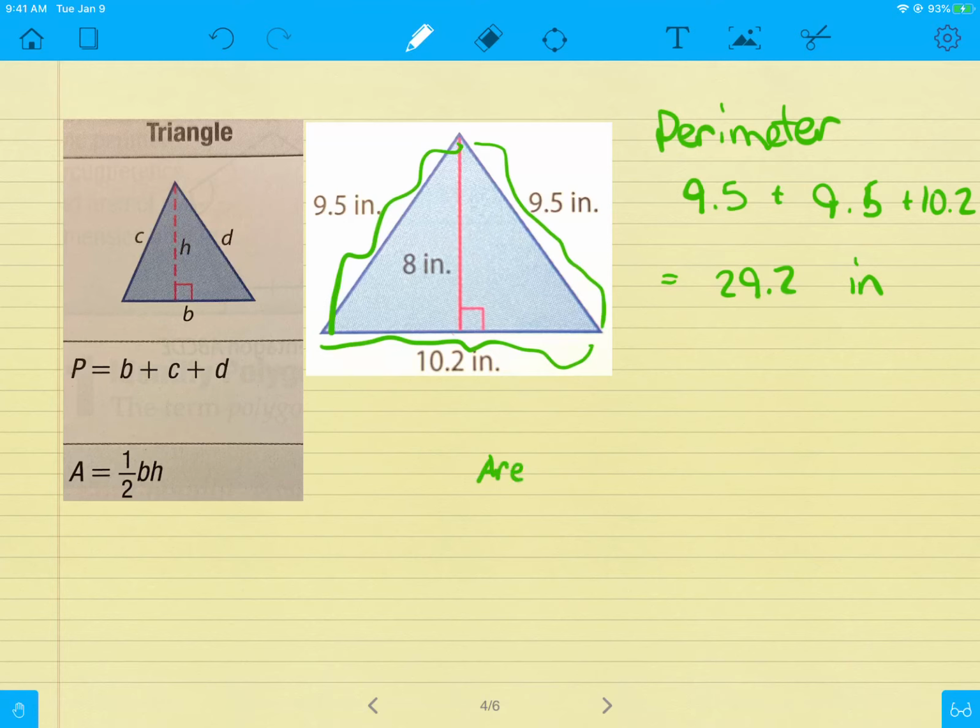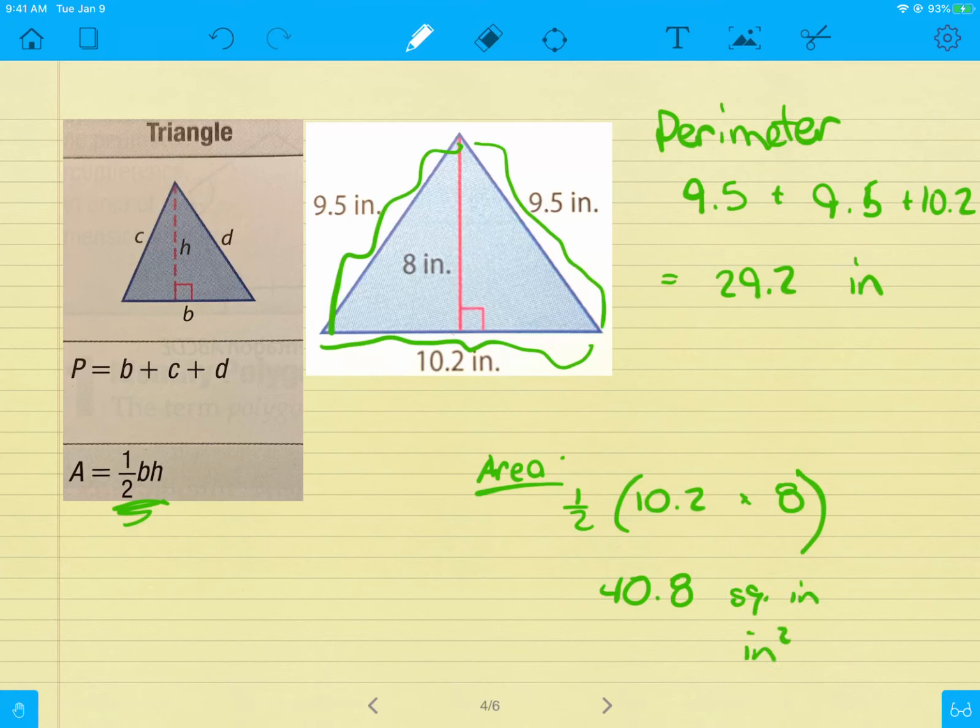Now if we do area, you take base times height. So in my case, I'm taking 10.2 times 8. That's the height of this object. That's where the height comes in, that little red line going down through the middle. Then whatever the answer is, you cut it in half or divide it by 2, if you will. This is the order that you go in. That's what this formula is explaining. So 10.2 times 8, and then you cut that in half. If I divide that by 2, it's 40.8. And now the label here would be inches squared or square inches.